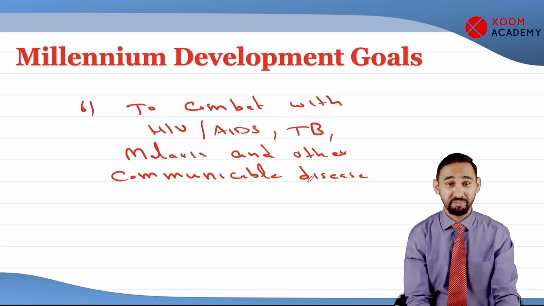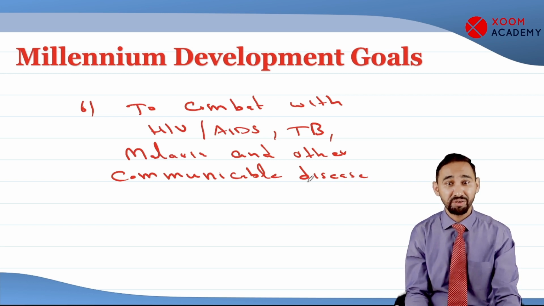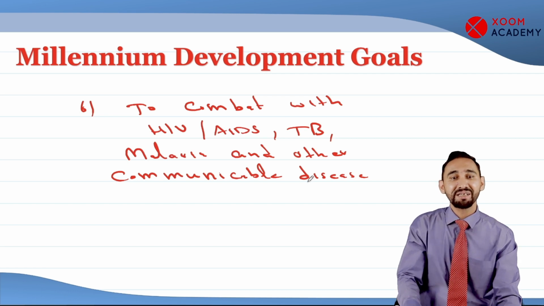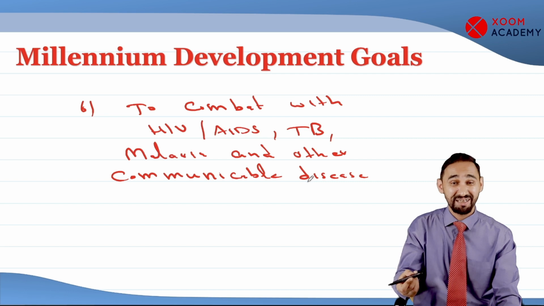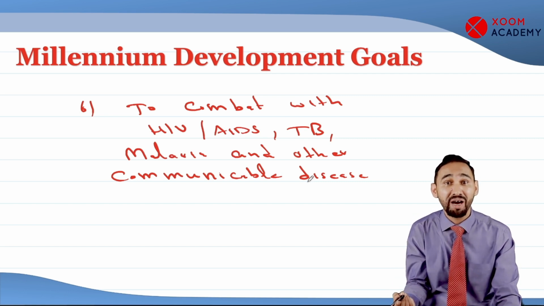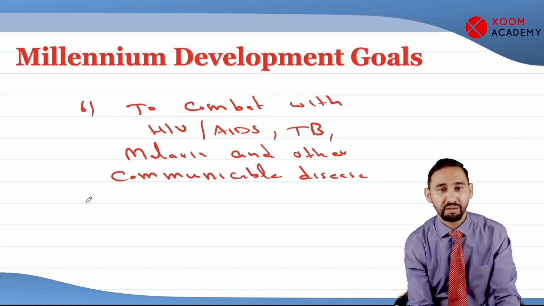How will we reduce them? We'll see how many people are using condoms. We can reduce HIV/AIDS. We can reduce tuberculosis by increasing the living standards. We can reduce malaria through vaccination, through nets, and other communicable diseases through hygiene, health education. Seventh goal was environmental sustainability.